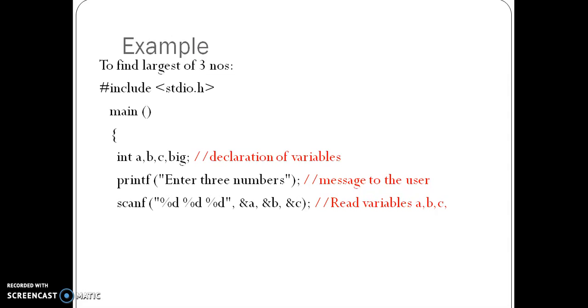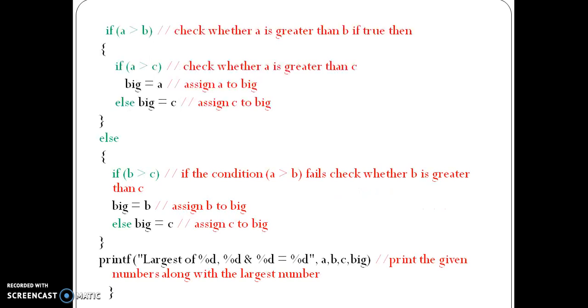Here we are going to find the largest among three numbers. So I am going to declare four variables: A, B, C and big. Then printf, enter three numbers. With scanf, I am going to get the three numbers.